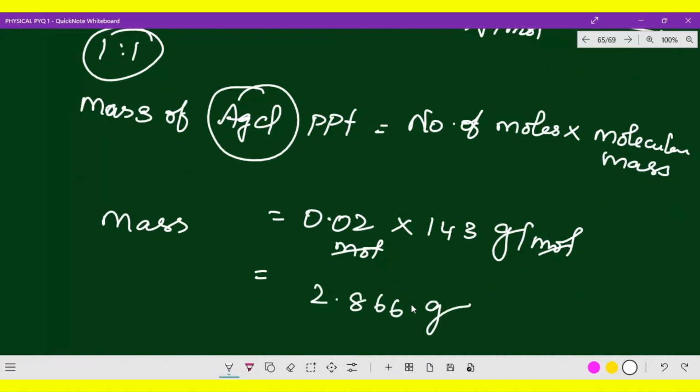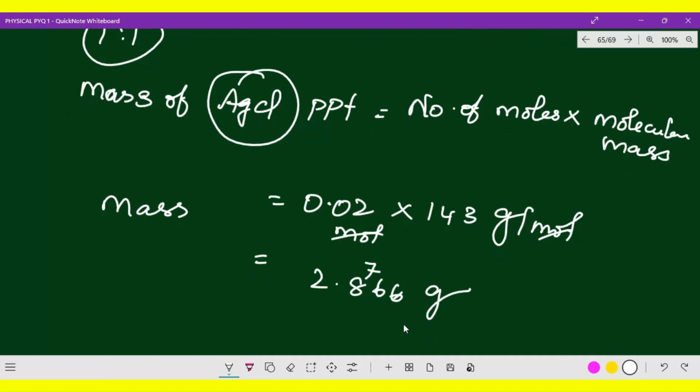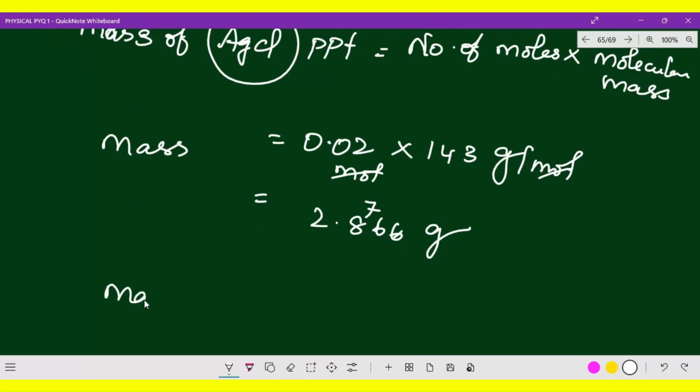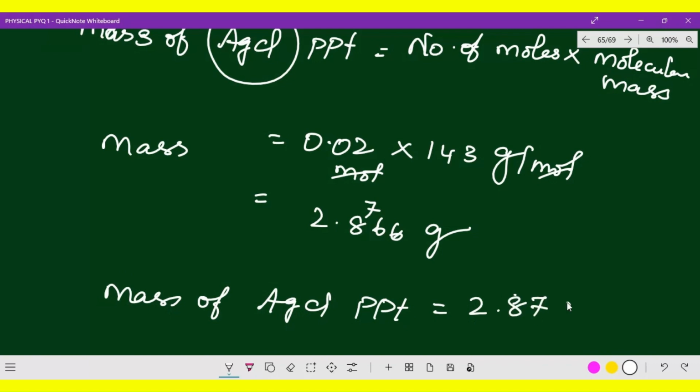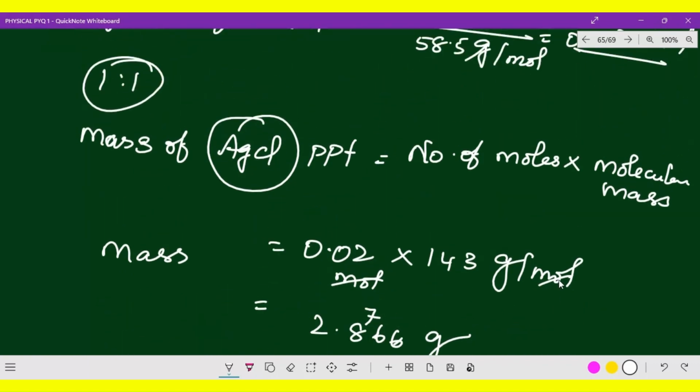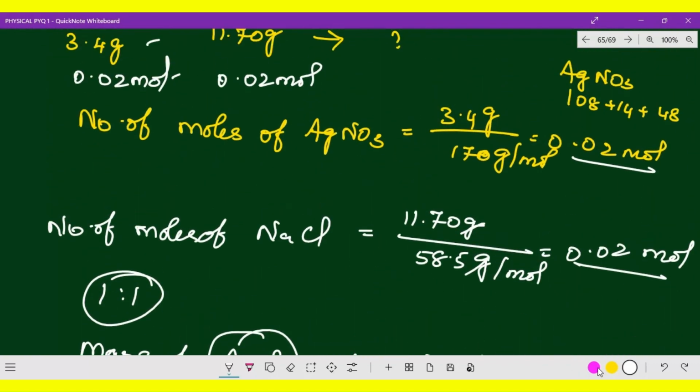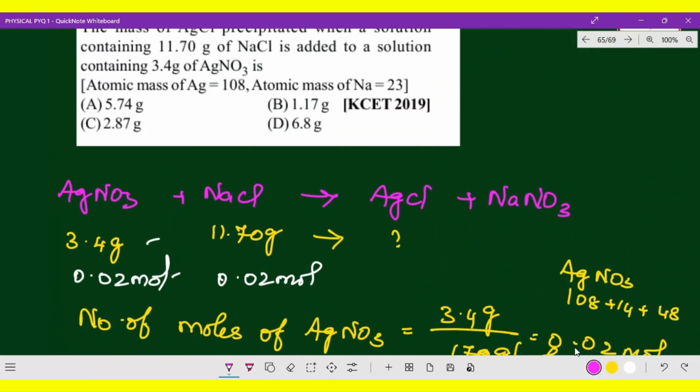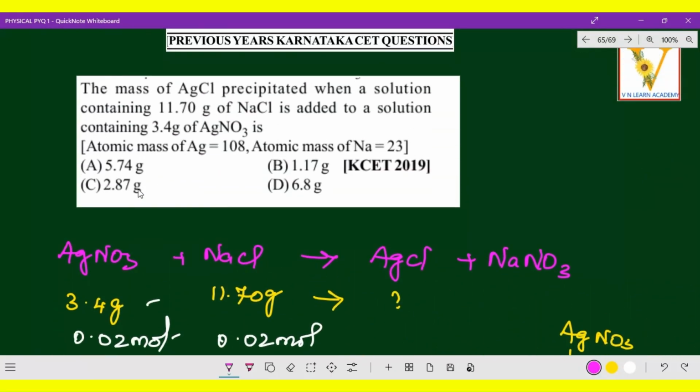2.866 gram, we just round to 2.87, right? So the given mass of silver chloride precipitate, the mass of AgCl precipitate, is 2.87 gram. I hope you got the clarity. Now let us check which is the correct option. Yeah, option C is the correct option, 2.87. I hope you got the clarity. The same question, values vary in JEE Mains. Come on, let's go to the next question.